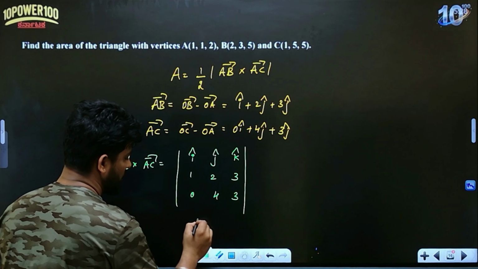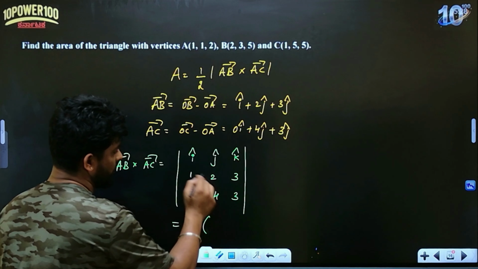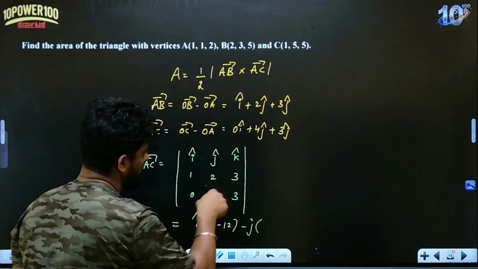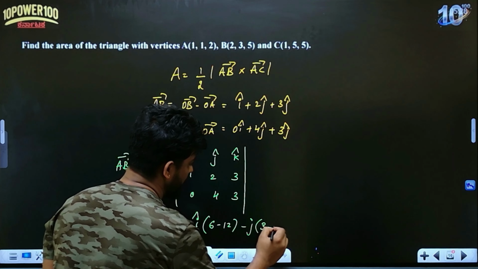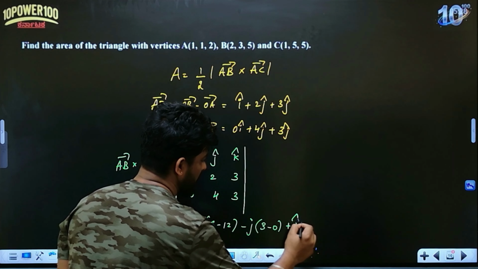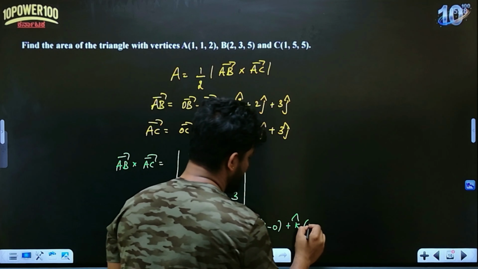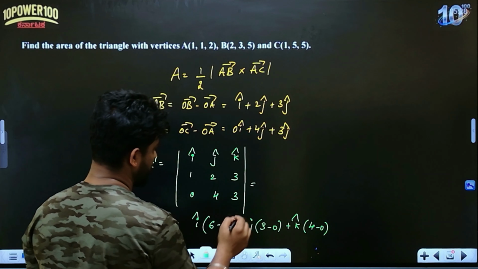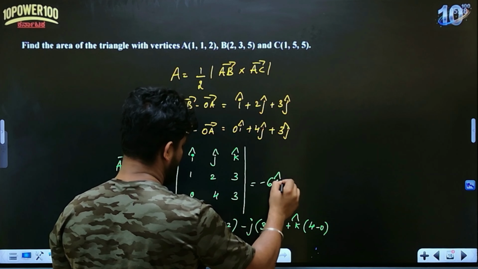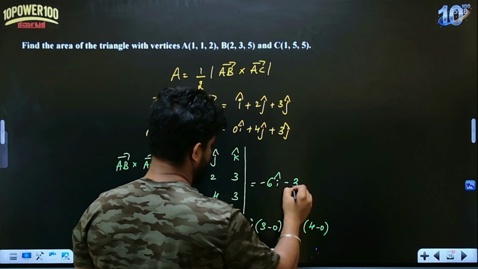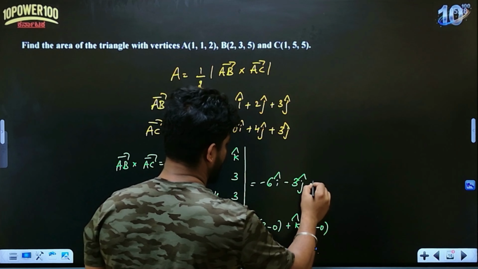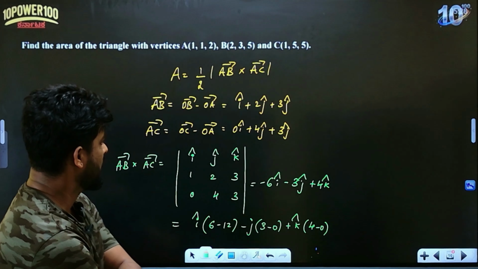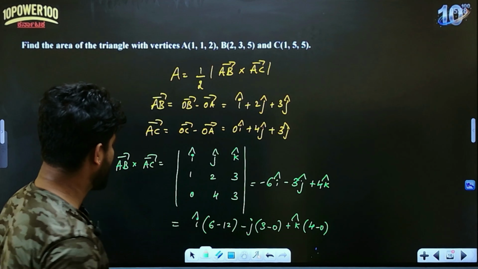Now let's solve this. i cap of 2 3s are 6, 4 3s are 12. So minus j cap of 3 1s are 3, minus 0, plus k cap of 4 1s are 4, minus 0. So what do we get? If we solve this, 6 minus 12 is minus 6 i cap, minus 3j cap plus 4k cap. Next we'll find the magnitude of this.